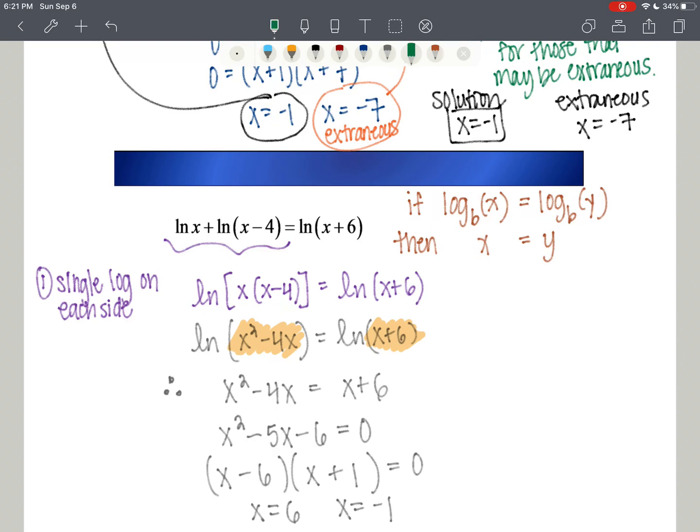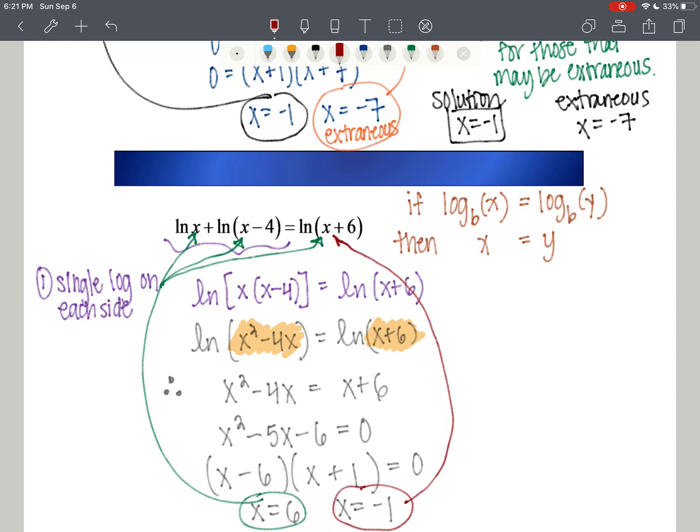When I plug 6 back in, it's allowed in the first logarithm. 6 minus 4 is positive. It's allowed in the second. And 6 plus 6 is 12. That's positive. It's allowed in the third. If we try x equals negative 1, works in the last one, it fails in the middle one, and it will also fail in the first one. But if it fails anywhere, then it's extraneous.